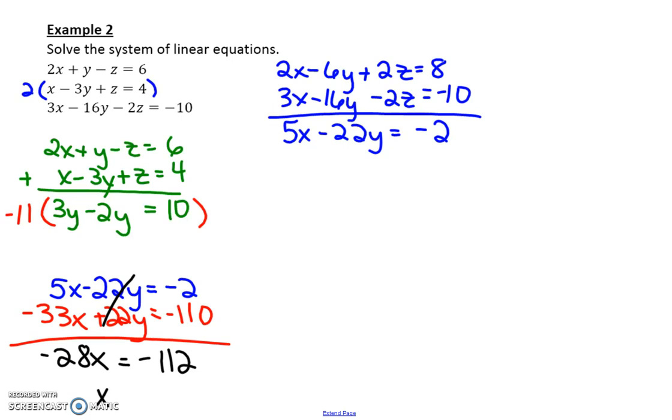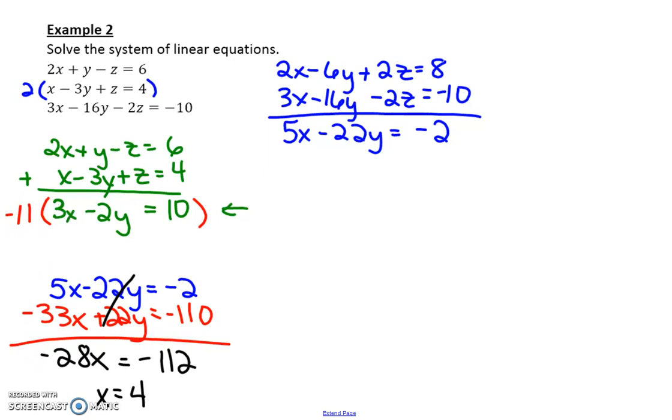When I divide both sides by negative 28, I get 4. Okay, and then I can take that 4 and I can plug it into one of those equations that I just found. So I'm going to plug it into this one. So I have, oh, that was supposed to be an x right here. I don't know why I put a y there.